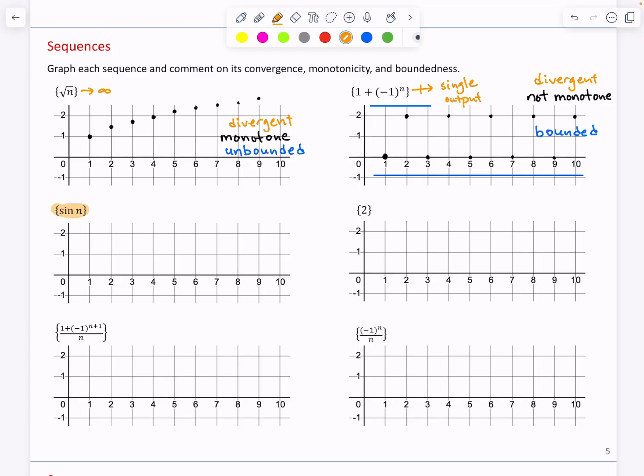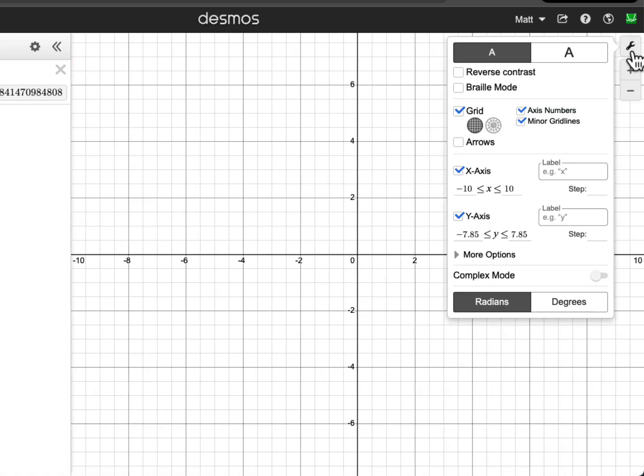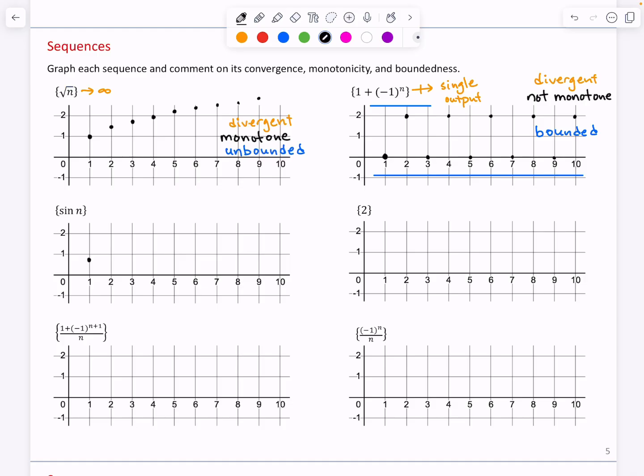All right, the next sequence. When n is 1, we have sine of 1. And I will reach for a calculator for this. The sine of 1, and make sure that you are in radian mode, is about 0.84. The sine of 2 is about 0.9. Sine of 3, about 0.14. Sine of 4 is about negative 0.75. Sine of 5 is close to negative 1. Sine of 6 is about negative 0.3.